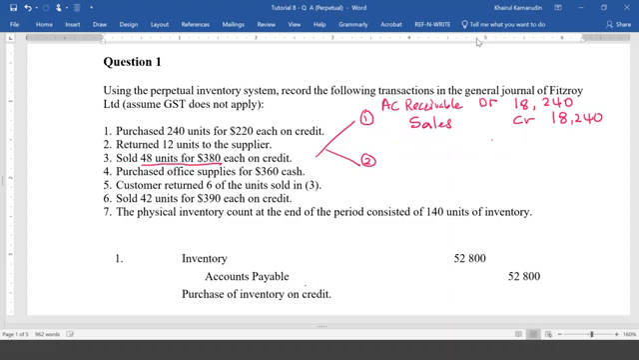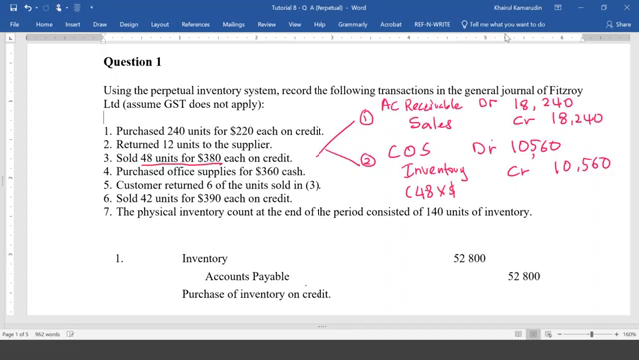Second, once you sold the item to your customer, your inventory level will reduce. So I'm going to reduce your inventory, credit, and I'm going to increase the cost of sale. This is for 48 units. The cost for you is 220 each, so the cost of sale debit will be 10,560, and I'm going to credit your inventory by 10,560. How do I get this? 48 units multiplied by the cost of $220 each. So this is for sales.